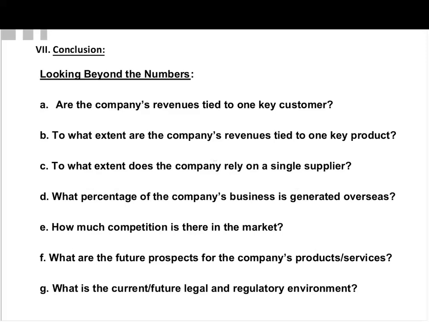Under Part E, I would circle or highlight the word competition. Under Part F, what about future prospects? And lastly, under this last one, Part G, legal and regulatory environment. This is huge to consider. These factors on this page, on this last model, page 35, looking beyond the numbers, you can't measure these in the numbers until they impact the numbers. But they are definitely, in my opinion, items to consider beyond the numbers.